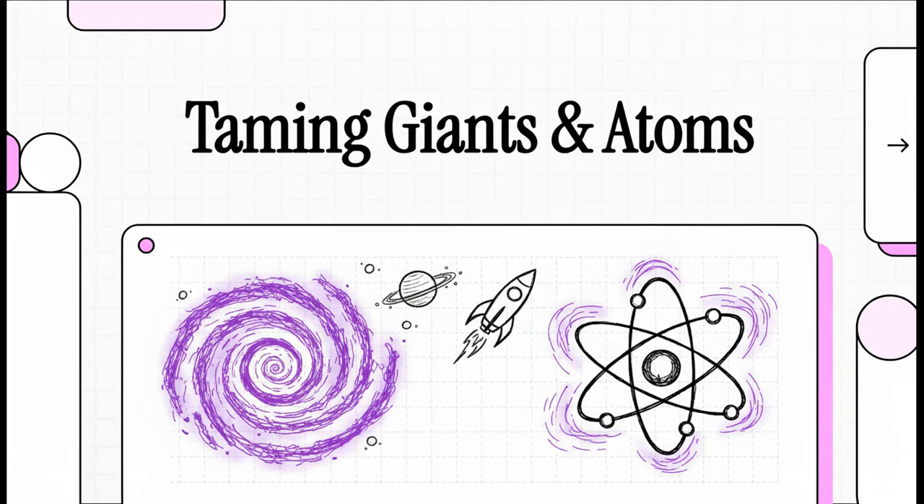Ever wonder how scientists can talk about something as massive as a galaxy or as tiny as an atom without filling up entire blackboards with zeros? Well, they use a kind of mathematical secret code. It's called standard form, and today we are going to crack that code together.